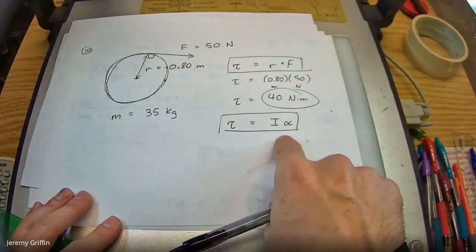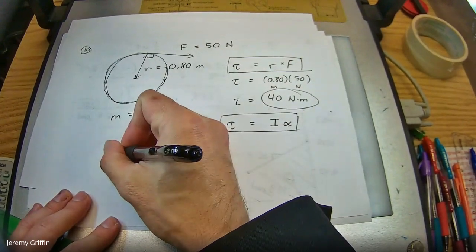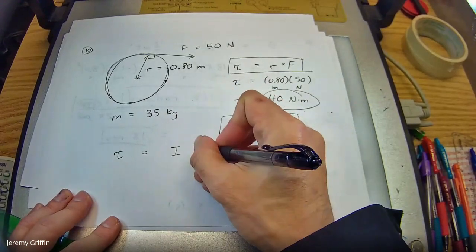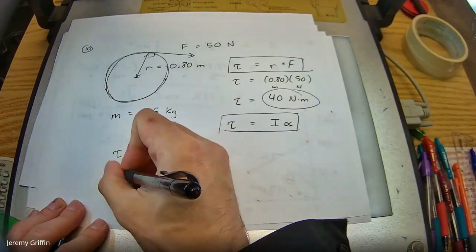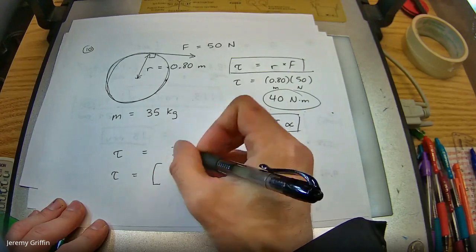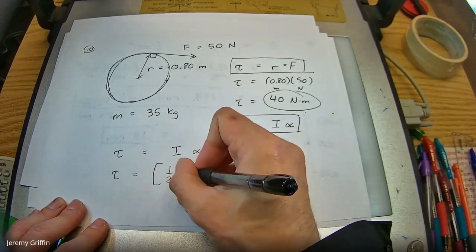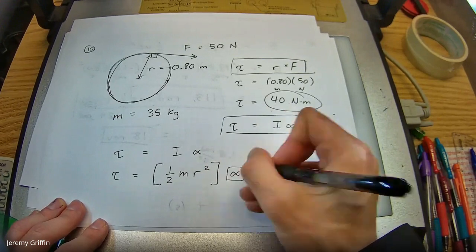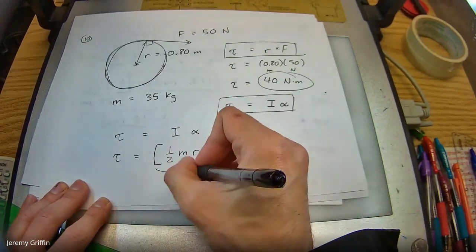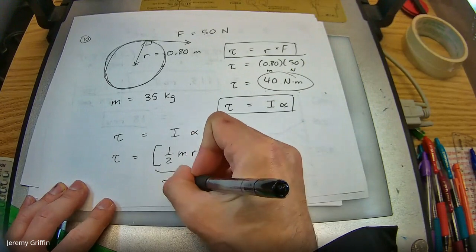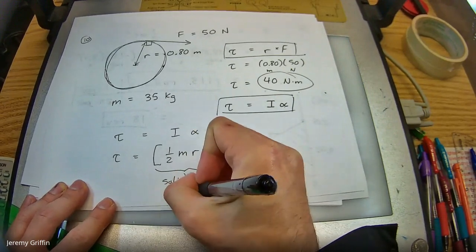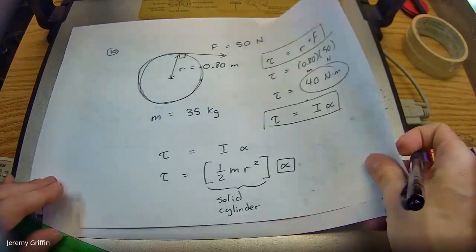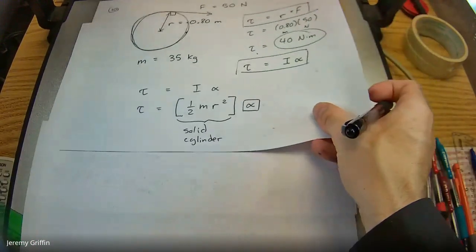So we got torque is equal to I alpha. But that I, we're going to treat this as a solid cylinder and say it's 1/2 mr squared. Okay. As long as this is a solid cylinder, like a solid disk.